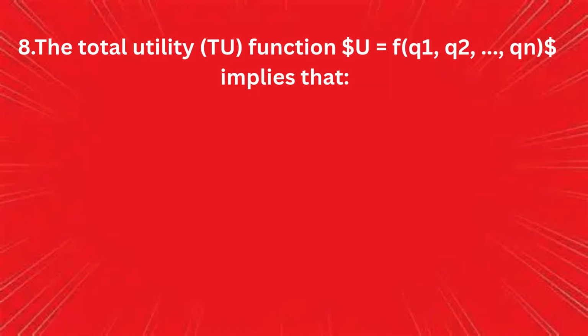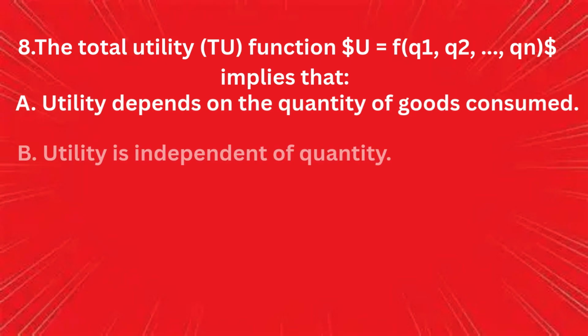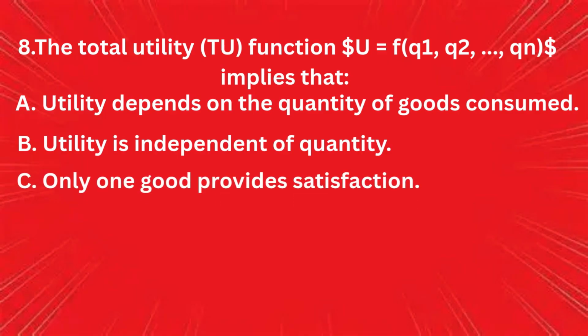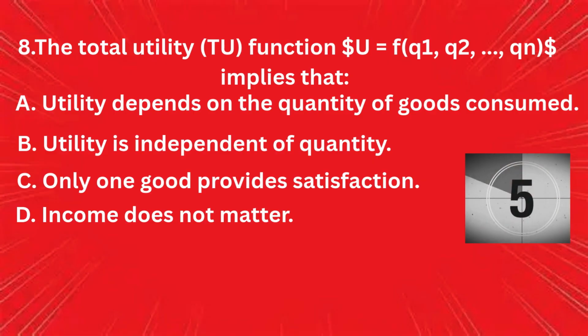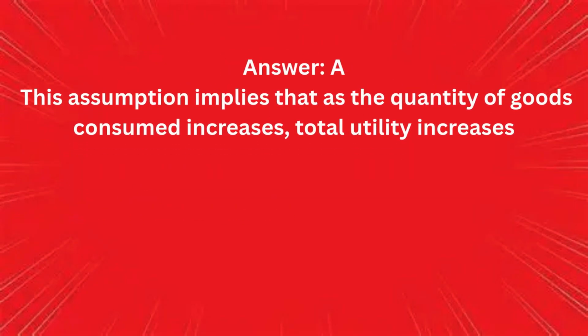8. The total utility function U = f(Q1, Q2, ..., Qn) implies that A. Utility depends on the quantity of goods consumed. B. Utility is independent of quantity. C. Only one good provides satisfaction. D. Income does not matter. Answer. A. This assumption implies that as the quantity of goods consumed increases, total utility increases.